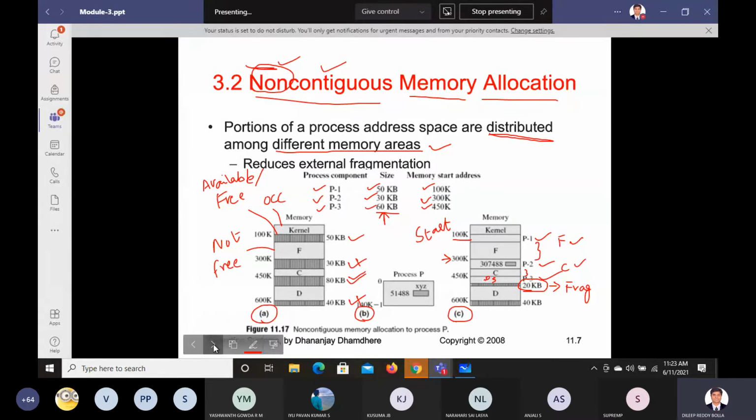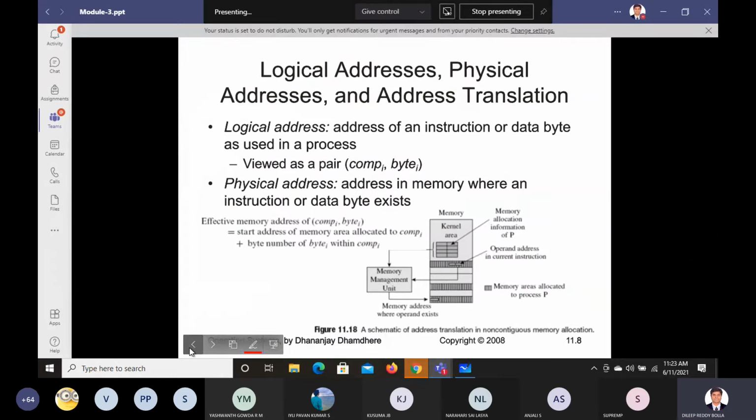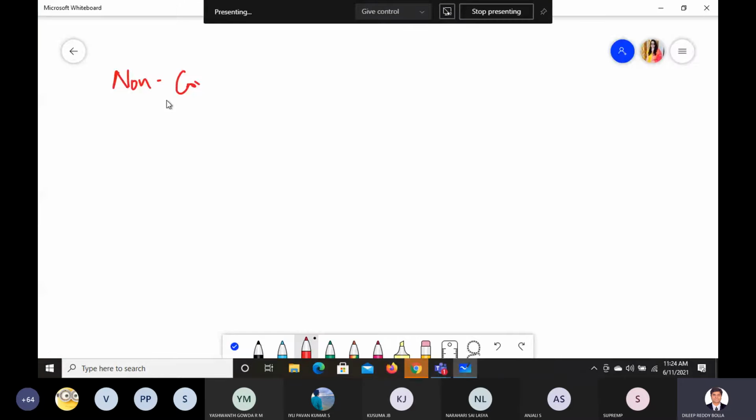Non-contiguous memory. There are two things here to understand. The first thing is the logical address. What is this logical address? The second thing is the physical address. If you understand these two clearly, then you will be able to understand this concept. I'll explain what the logical address and the physical address are.